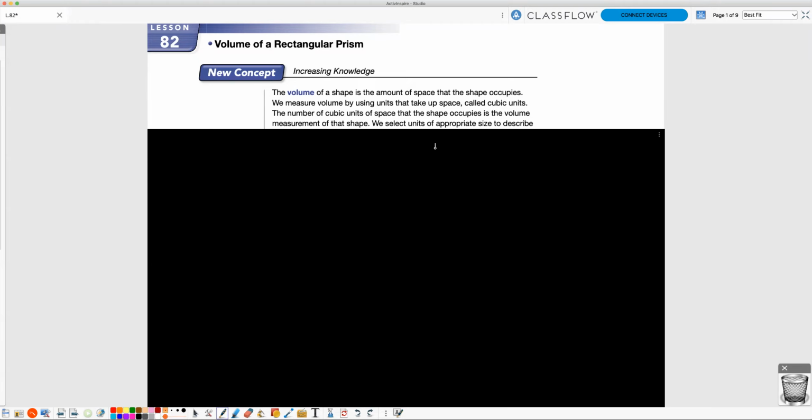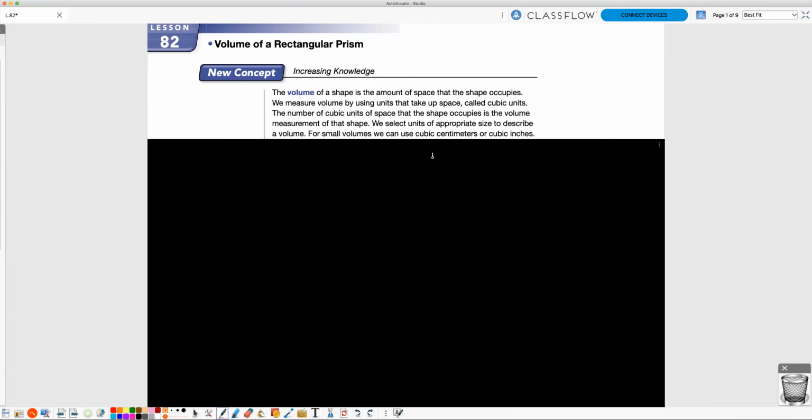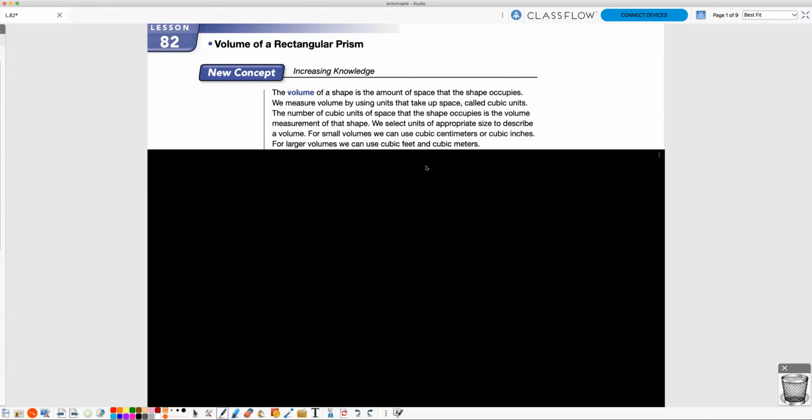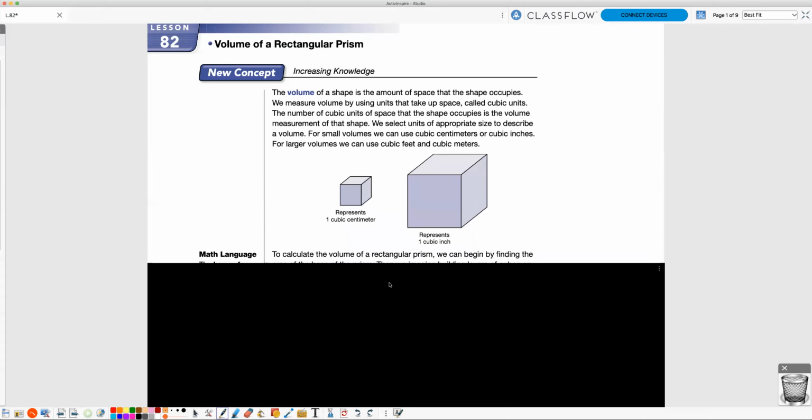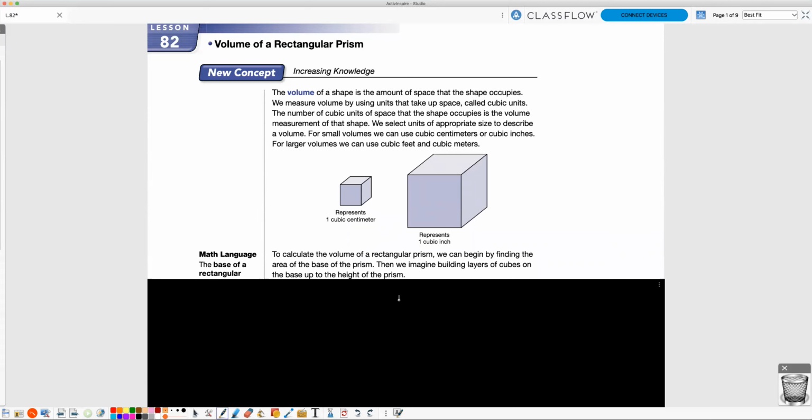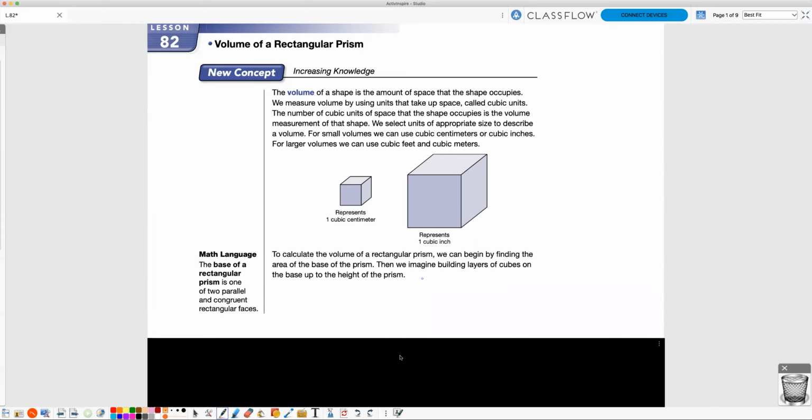We select units of appropriate size to describe a volume. For small volumes, we can use cubic centimeters or cubic inches. For larger volumes, we can use cubic feet and cubic meters. To calculate the volume of a rectangular prism, we can begin by finding the area of the base of the prism. Then we can imagine building layers of cubes on the base up to the height of the prism.